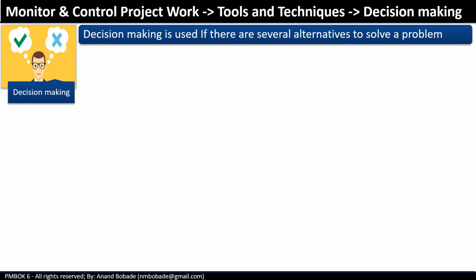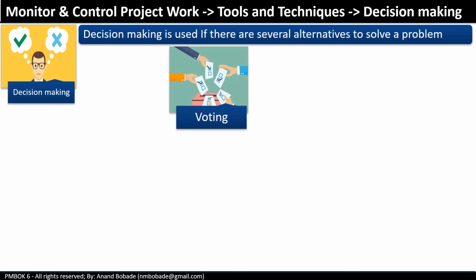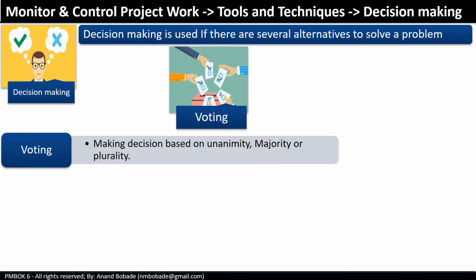Decision making. If there are several alternatives to solve a particular problem, then data analysis techniques like alternative analysis and cost benefit analysis are used by a project team to decide on the best solution. Now, if there is no consensus on this solution, then decision making techniques can be used. In this case, the technique we are referring to is voting. This voting technique includes making a decision based upon unanimity, majority, or plurality.